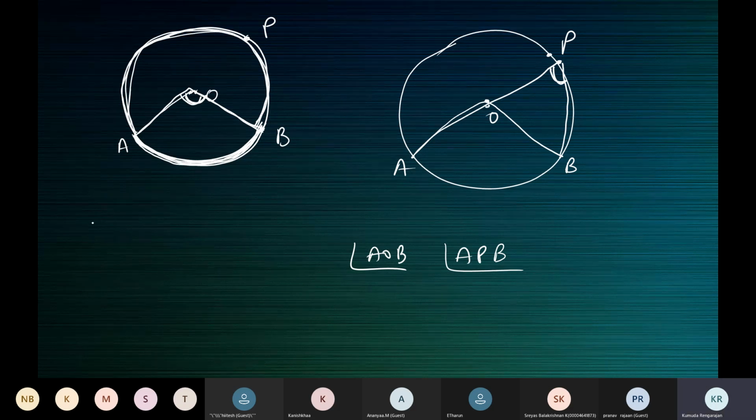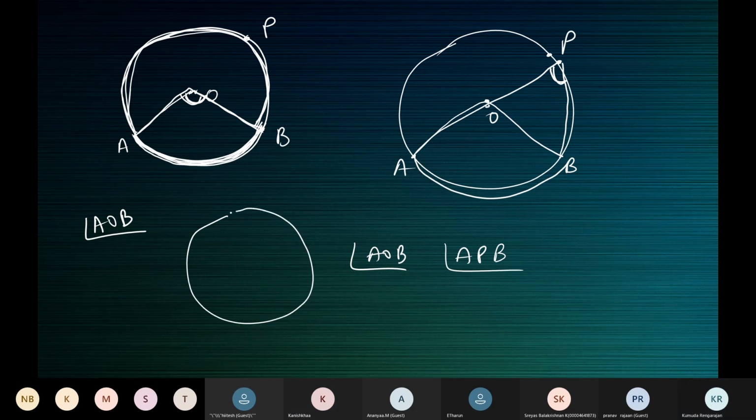The theorem says angle AOB is the angle made by this arc at the center. Agree, children? Understand that? Do we understand that? Please. Ma'am, can you repeat? Yeah.